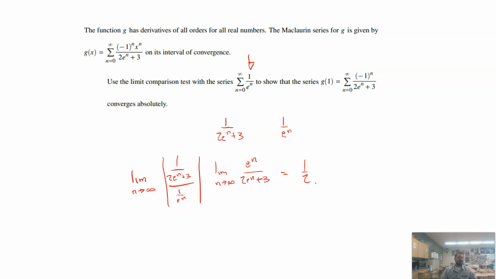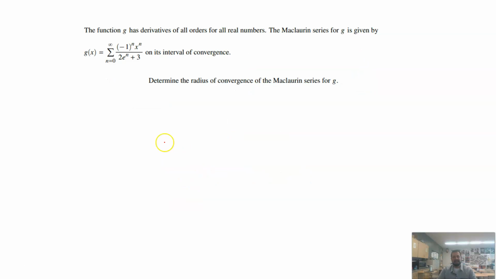Because that number is greater than 0, but it's an actual number, we just use the limit comparison test to show that this series converges absolutely. And again, the key was to show absolute convergence, we had to get rid of the negative right there. Letter C says determine the radius of convergence, which means I have to do the ratio test.